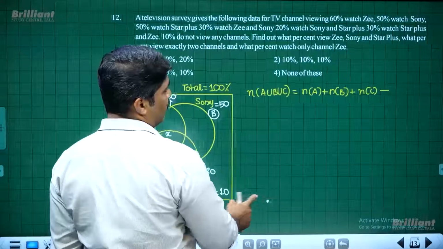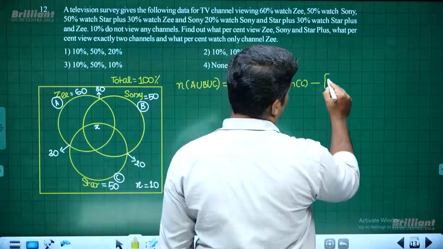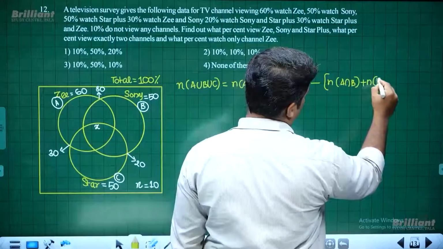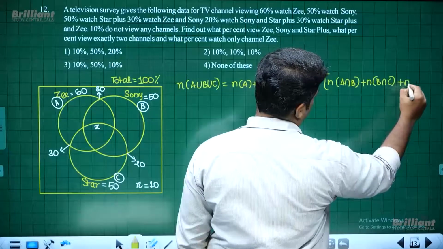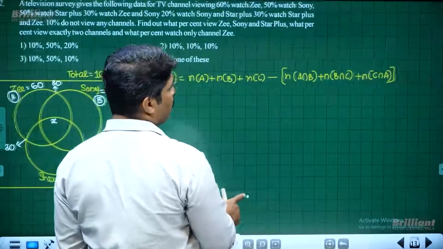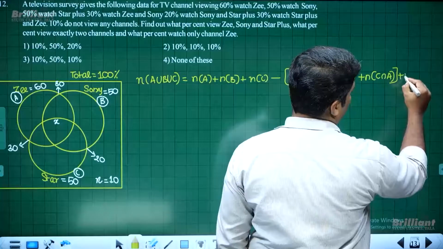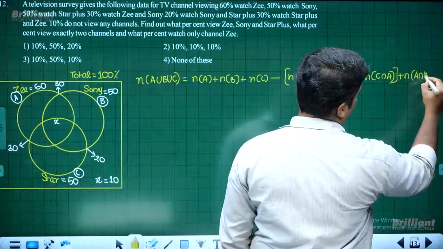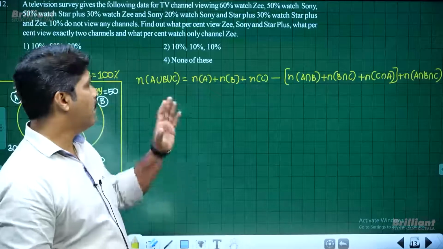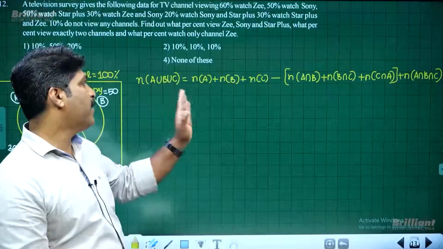the next result: number of A intersection B plus number of B intersection C plus number of C intersection A. And finally, you add number of A intersection B intersection C to the value. So this is the result, the combination for number of A union B union C.